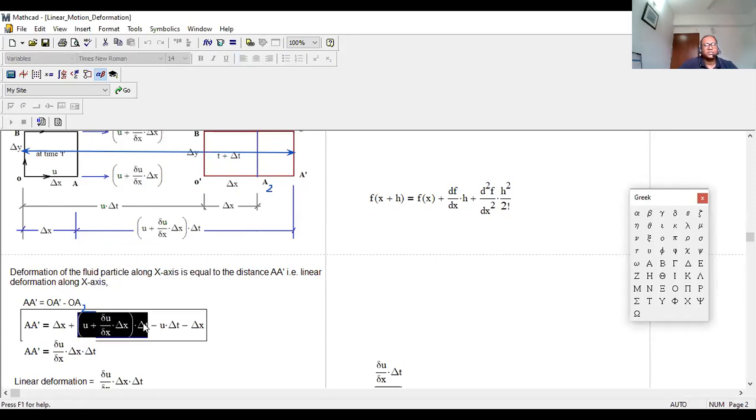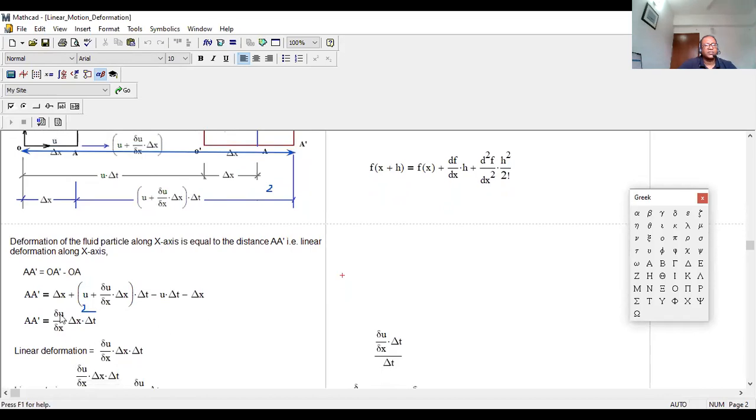Then how much is to subtract? Minus this value and minus this value. This one and this one. Then you simplify, this term will be out, and this u into delta t, u into delta t is out. Then you have del u by del x into delta t. This much length increase.